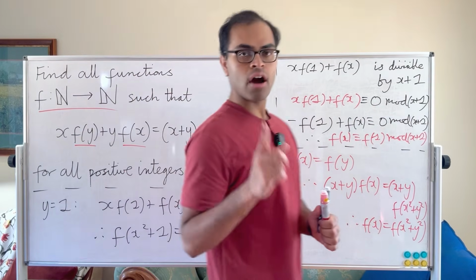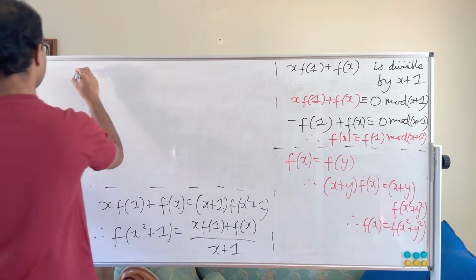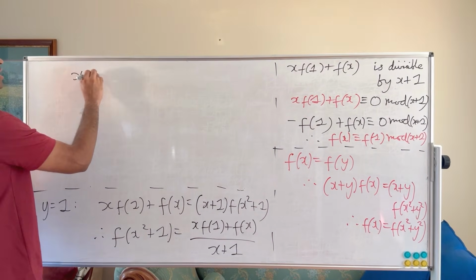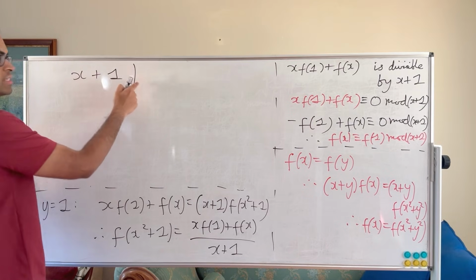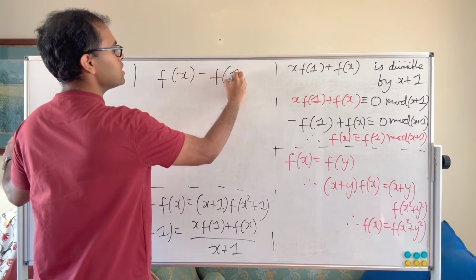So let's now write that out on what we found on this side of the board. What we've got now is f of x minus f of 1. I'm going to write this in this notation: x plus 1 divides, this is a divide symbol, f of x minus f of 1. So that's number one.